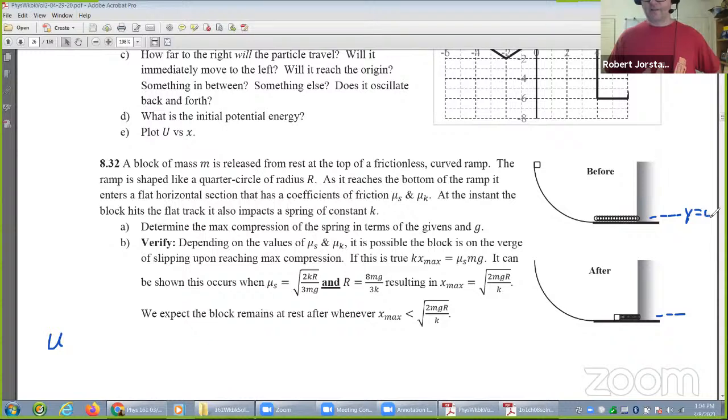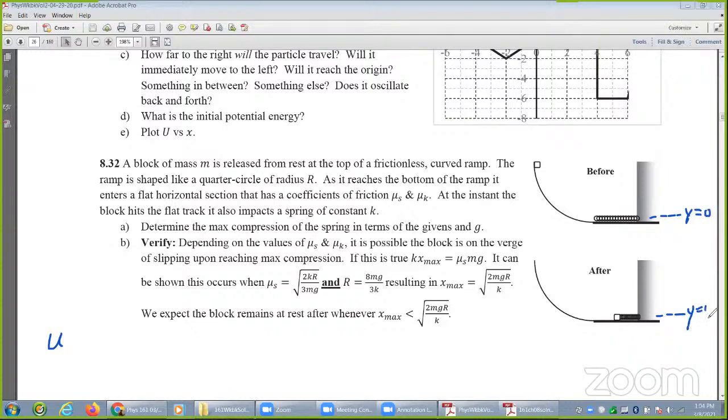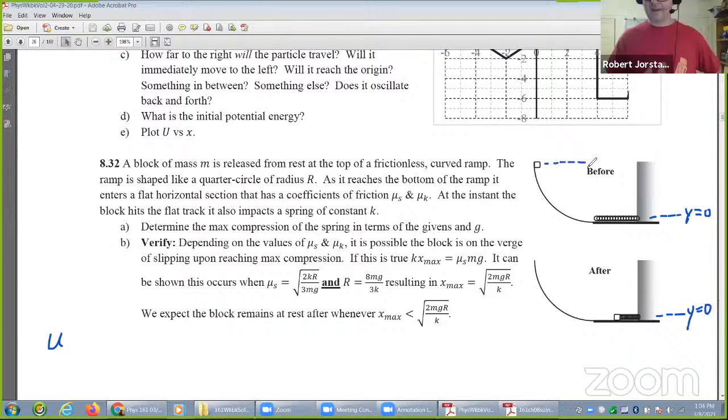So what's the initial height of the block? Would it just be R? Yeah, because this is a radius and this is a radius. So this is a classic physics trick. They give you a circle and you have to say, oh, y relates to the radius here. So that's good.